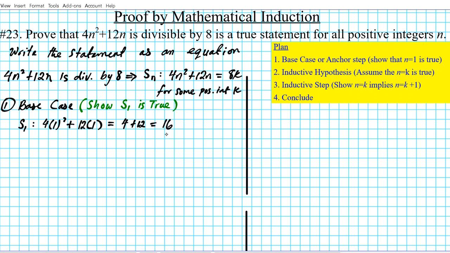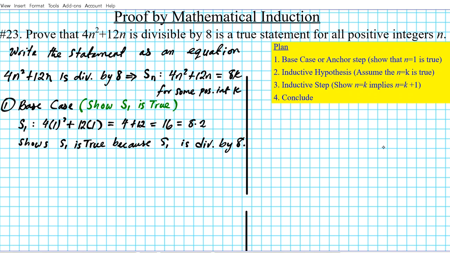Now, can this number 16 be written as an integer multiple of 8? Absolutely. 16 can be written as 8 times 2. So since 16 can be written as an integer multiple of 8, what does that tell us? It clearly shows S sub 1 is true, right? Because S sub 1 is 16, which is divisible by 8. Bam. Alright, so there goes our base case.